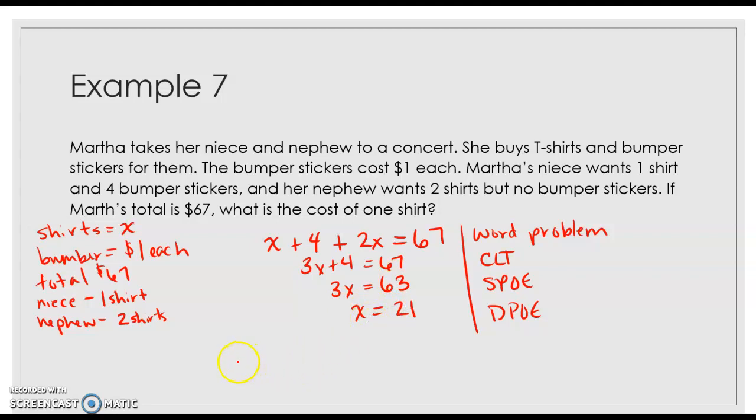And so each shirt is $21. And that's our answer. And if we're not quite sure, we just plug it back in and make sure that we end up with 67 on both sides of the equal sign.